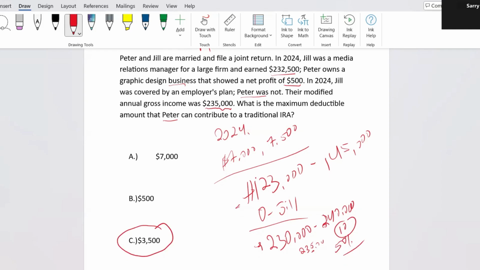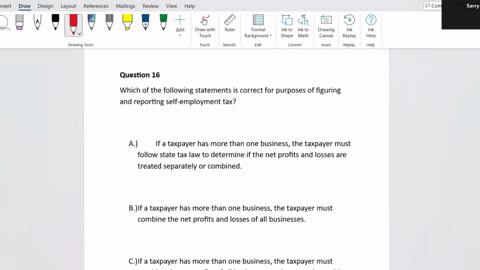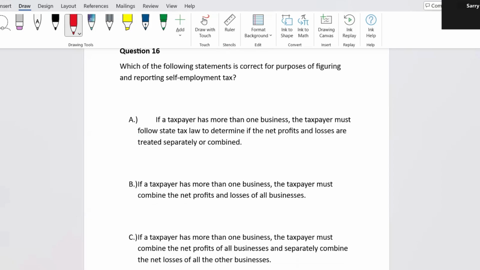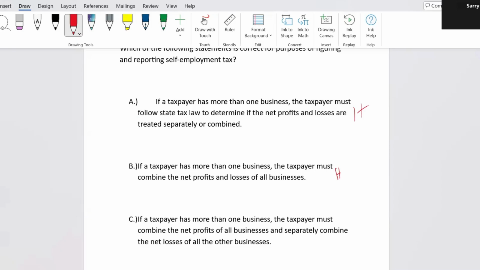So the next one, question number 16, which of the following statements is correct for purposes of figuring and reporting self-employment tax? First one. Which of these is correct? If an employer has more than one business, the taxpayer must follow state tax law to determine if the net profits and losses are treated separately or combined. Let's put a hold on that one. If a taxpayer has more than one business, the taxpayer must combine the net profits and losses of all businesses. Okay, let's also put a hold on this one. If a taxpayer has more than one business, the taxpayer must combine the net profits of all businesses and separately combine the net losses of all other businesses. Also, let's come back to this one.